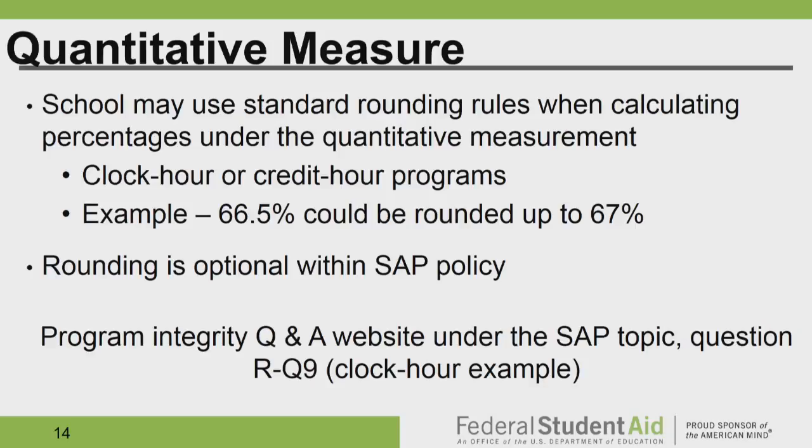We would heavily caution you that you want to be treating everybody the same. So if you round for one program, round for another. If you round for one student, you're rounding for another. You just want to make sure that you're consistently applying these standards. And I would encourage you, if you don't have anything in your policy about rounding, to include something the next time that you update it. We have, again, on that Program Integrity Q&A website, under the SAP topic, question R-Q9 for a clock hour example that goes into a lot more detail on this issue.